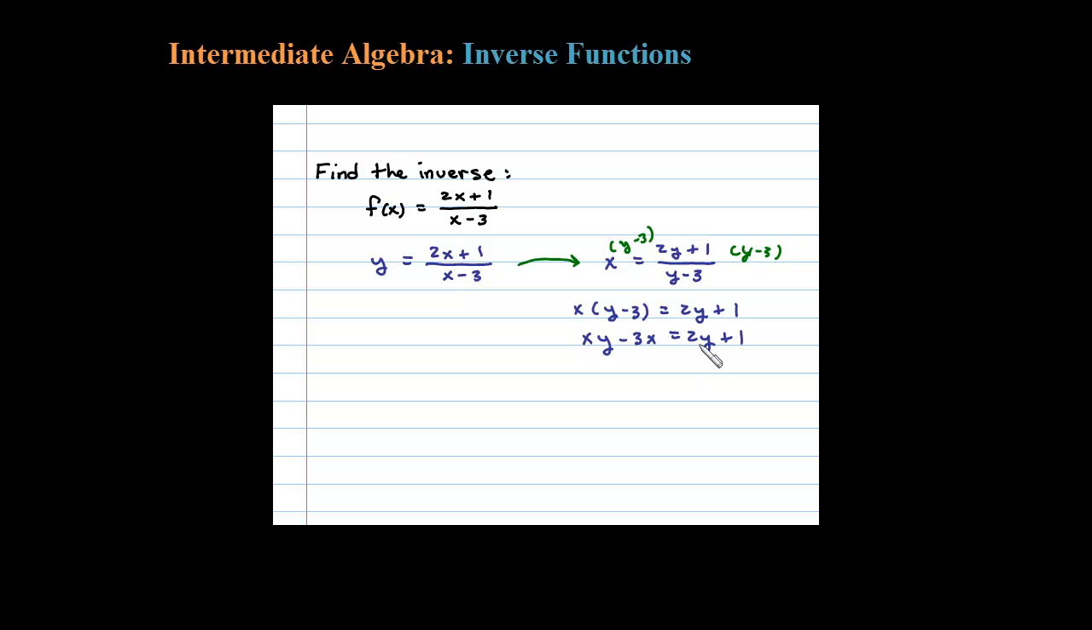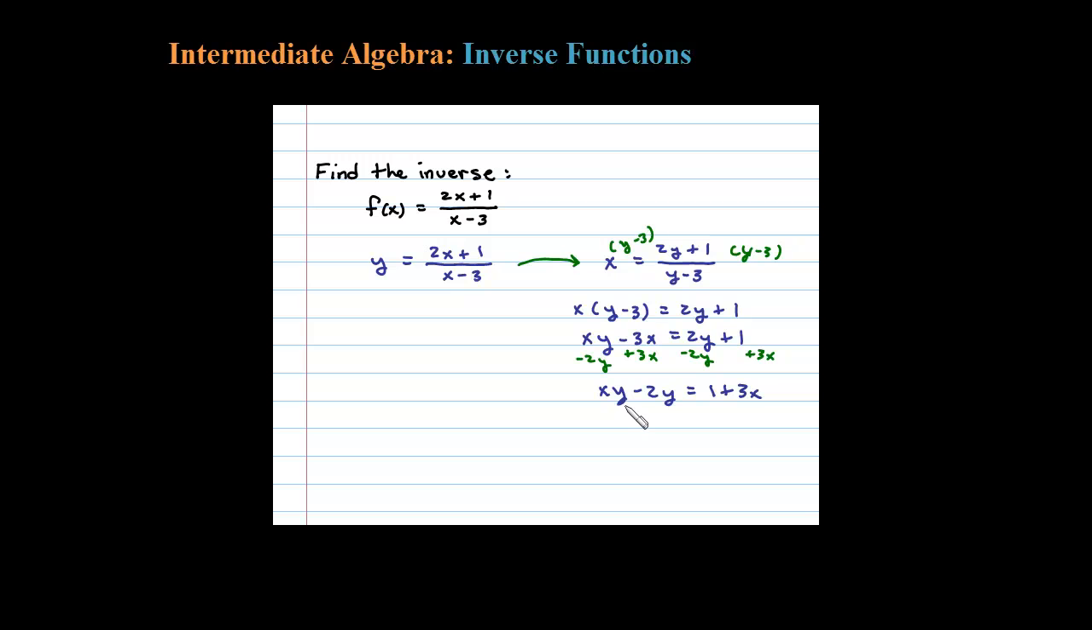Okay, and this is what we want to do. We want to get our y terms on one side and our x's on the other side. So we could do that by first adding 3x to both sides, and at the same time we can go ahead and subtract 2y. These aren't like terms, so let's keep them separate. xy minus 2y then would equal 1 plus 3x.